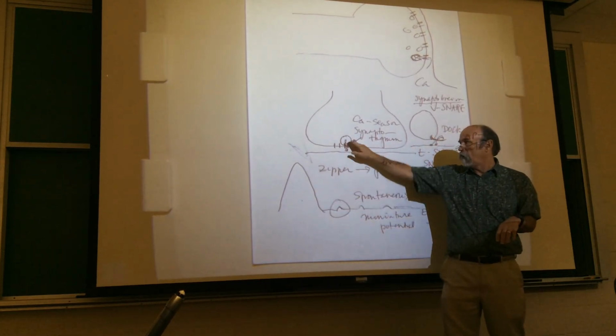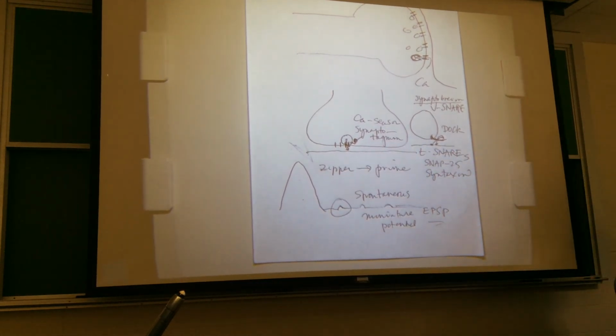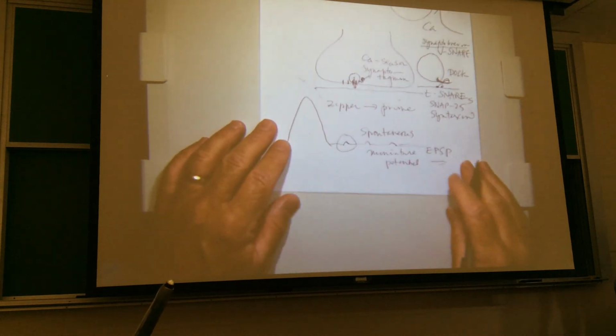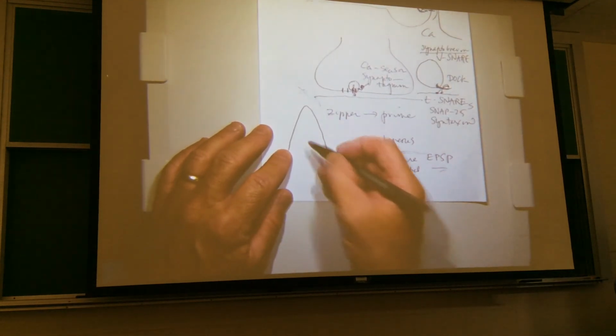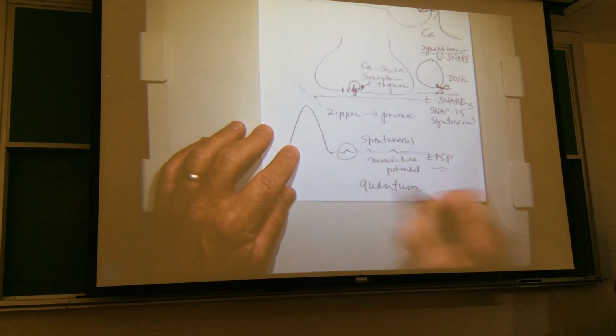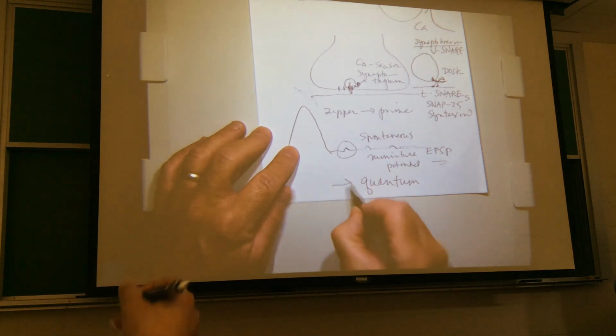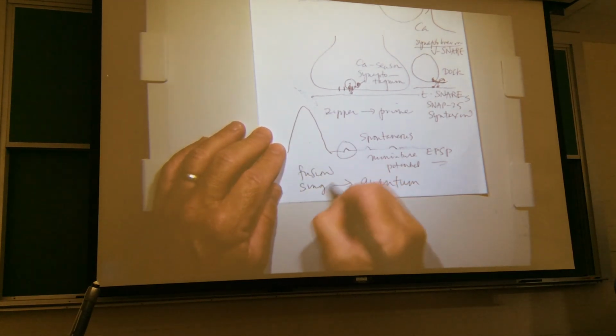So what do we call this elemental unit? Do you remember? It's a building block for the whole thing. Quantum. It is the quantum. Know that, okay? The quantum is the fusion of a single vesicle.